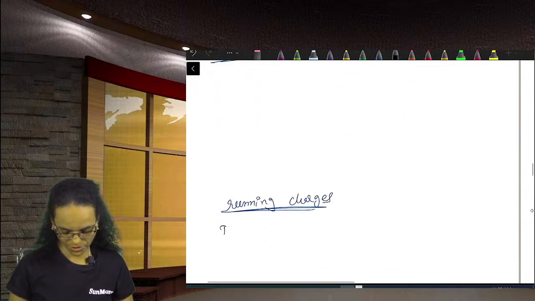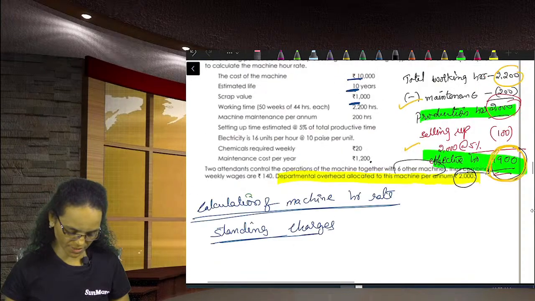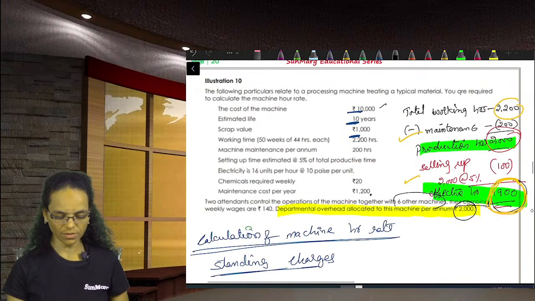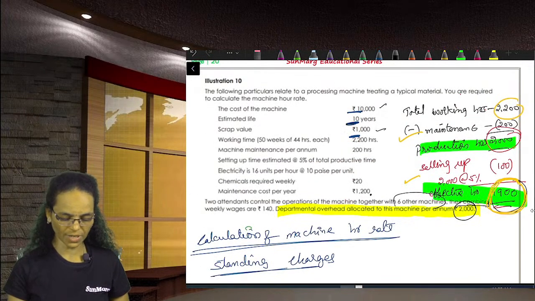So depreciation, the cost of the asset 10,000, scrap value 1,000 for 10 years.